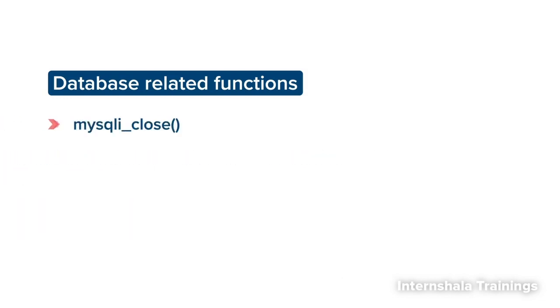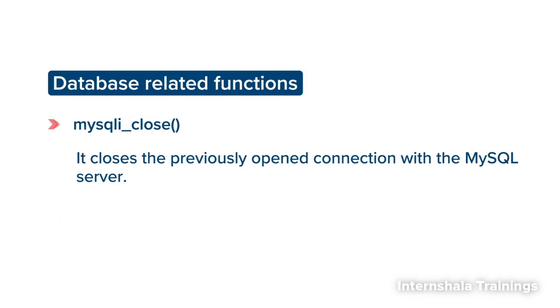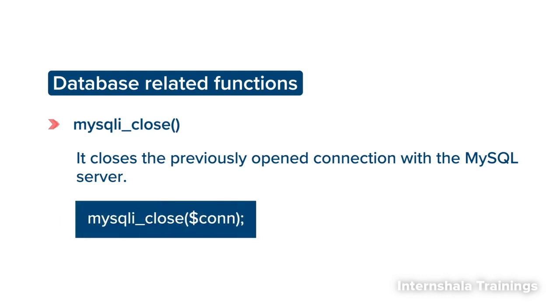Lastly, we have the MySQLi close function. This function closes the previously opened connection with the MySQL server. To close the connection, we pass the connection reference object along with the function name like this. Although the connection with the MySQL server is automatically closed once the entire PHP code is executed, we should close the connection as a good practice, as it also helps to free the resources used.